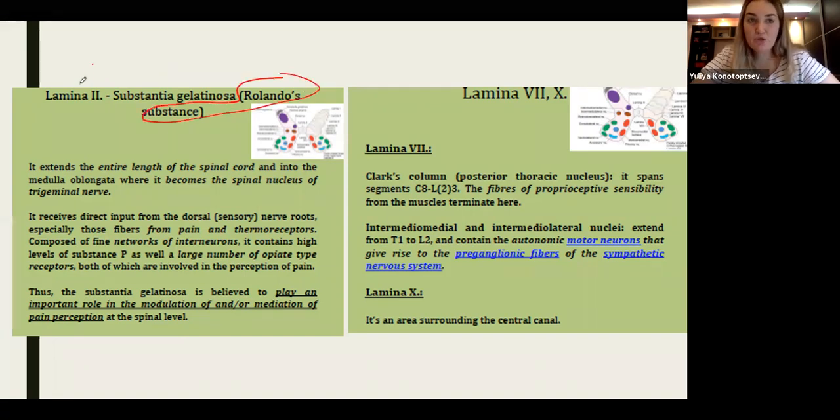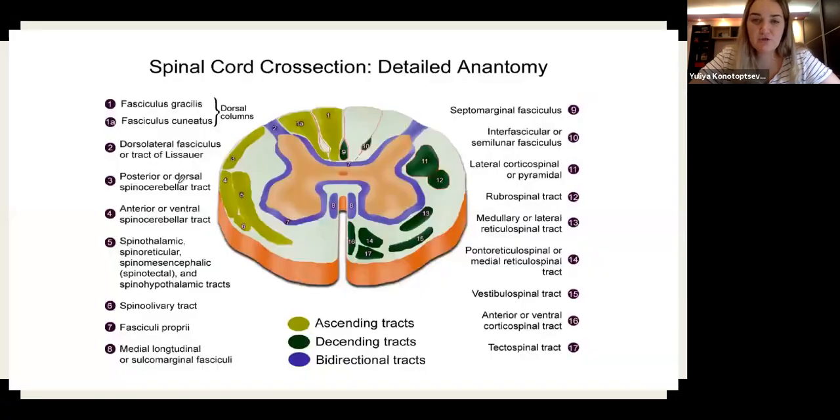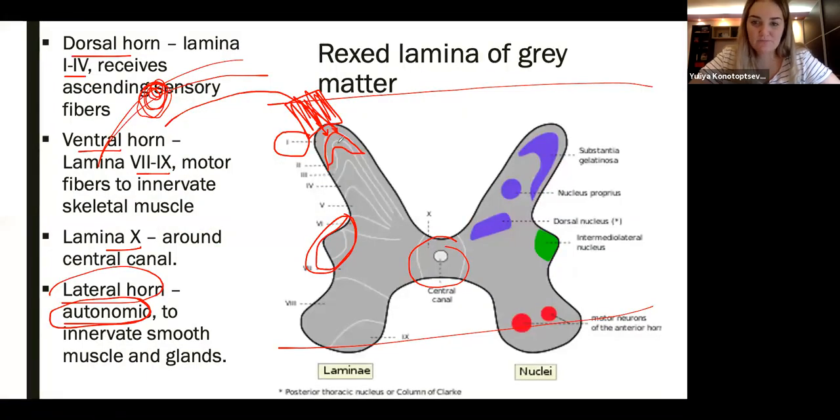So lamina number 2 contains substantia gelatinosa, but this substantia gelatinosa contains Rolando's substance. Rolando's substance is just a bunch of unmyelinated axons. These unmyelinated axons belong to the sensory neurons. This sensory neuron is sitting in the dorsal root ganglion, but it carries information all the way to lamina number 2, to the substantia gelatinosa.